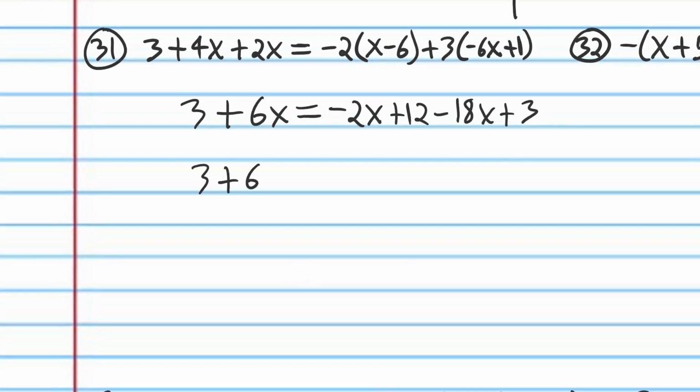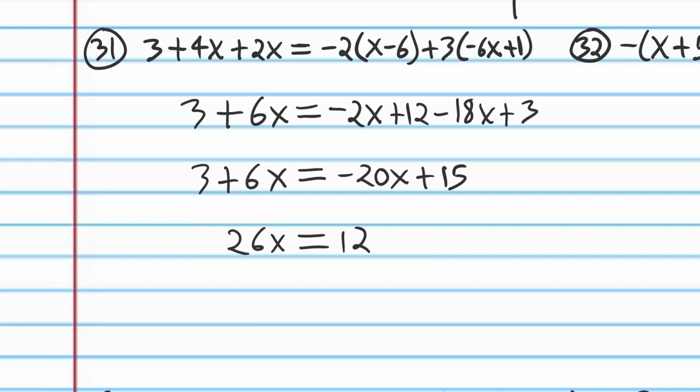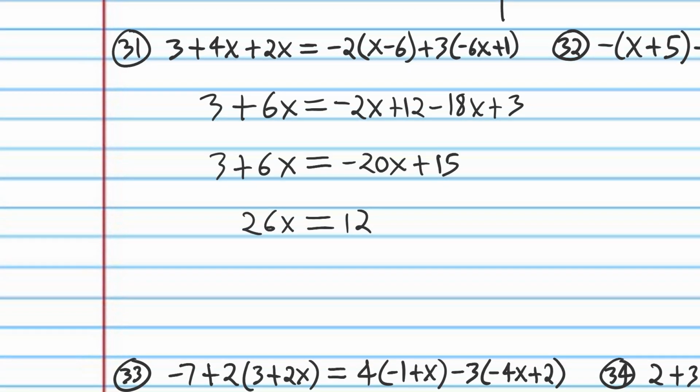Can't do anything to simplify on the left side of the equation, but on the right side, negative 2x minus 18x is negative 20x, and 12 plus 3 is 15. All right, so actually, we don't have to rewrite. Add 20x to both sides, and you get 26x on the left side. Subtract 3 from both sides, and you get 12 on the right side. Divide both sides by 26, and you get 12 over 26.